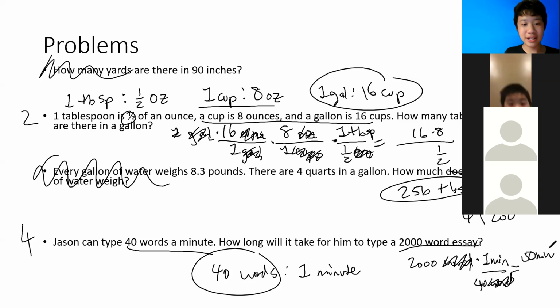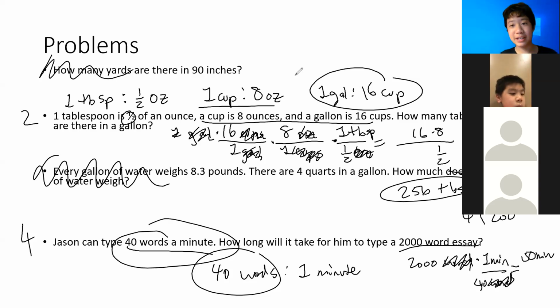All right, so we can make conversion factors even with things that aren't as standard. They're not cups or gallons. We can use words per minute, and we can turn that into a conversion factor as well. So are there any questions?